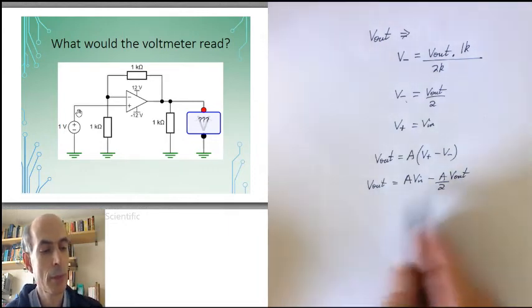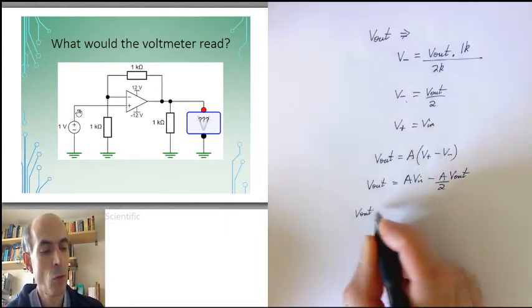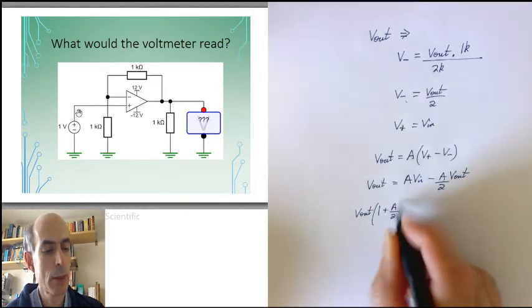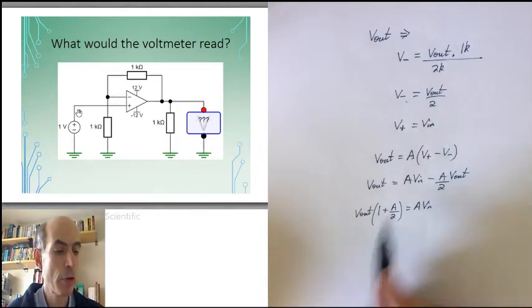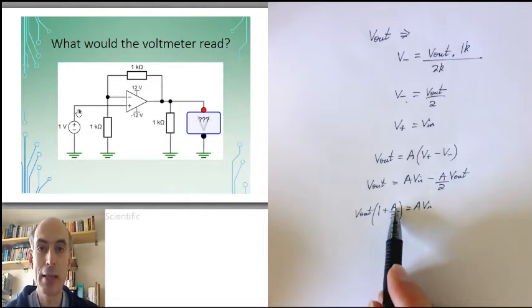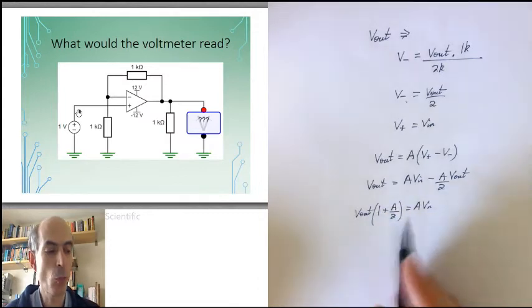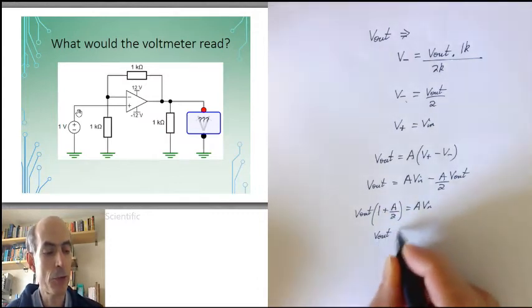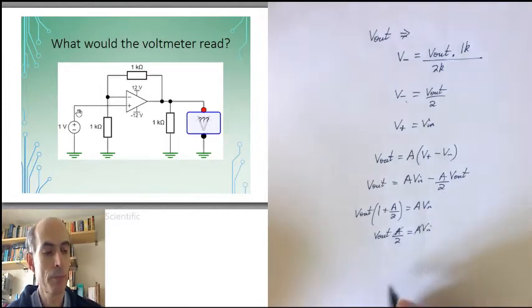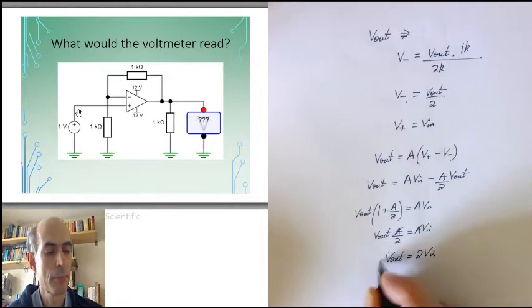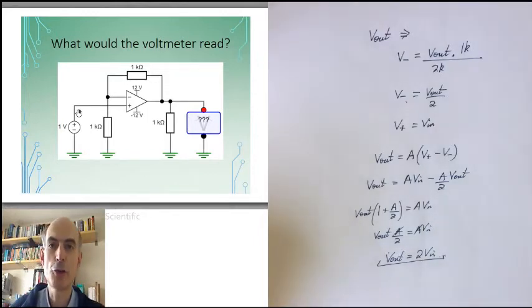Bring this over here and we get Vout times 1 plus A over 2 equals A times Vin. If we are assuming ideal op-amps, and therefore that the open loop gain here is effectively infinite, then A over 2 will be much, much bigger than 1. We can neglect the 1. That just gives us Vout A over 2 equals A times Vin. The A's cancel. Bring the 2 up here. Vout equals twice Vin. We have an amplifier with a gain of 2. Its output voltage is twice as big as its input voltage.